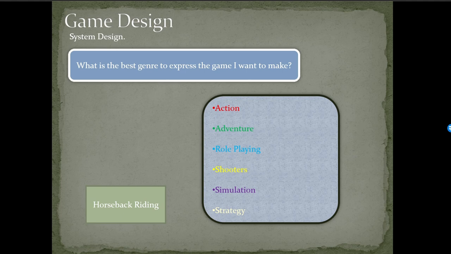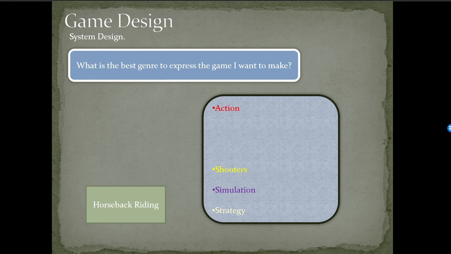Horseback riding. I bet you can already guess. Not an adventure game. You could do a horseback riding adventure game. I just don't think it'd be terribly interesting, unless you're aiming for a niche audience of people who love horses. Probably not role-playing or shooters. You could do some role-playing aspects, especially if you're breeding horses. Shooters doesn't make a whole lot of sense unless you're doing like a military horseback riding game. And it's all about shooting from horseback.